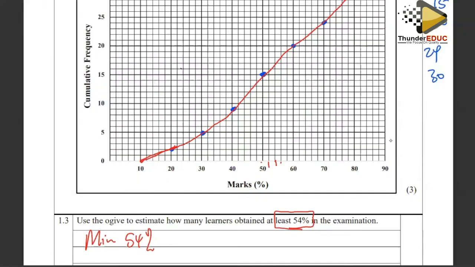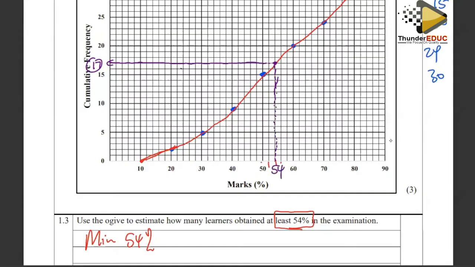Let's use purple. So 54, draw the line. When I look at my ogive, it's meeting at this point here. Then I'm going to read off this value. I'm getting a 17 according to my graph. You could have gotten something close to that. So we have 17 learners that have less than 54.